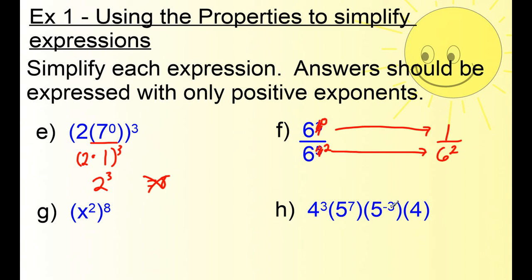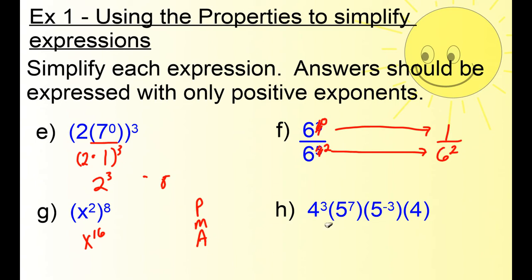Letter G. So, let's see, am I supposed to multiply those together, or am I supposed to add those exponents together? So let me think. We've got that PMA. My exponent is to a power, so since it's to a power, I multiply the exponents. Okay, so I'm going to multiply these exponents, so I'm going to get x to the 16th power. Oh, that was easy. This PMA thing actually works.